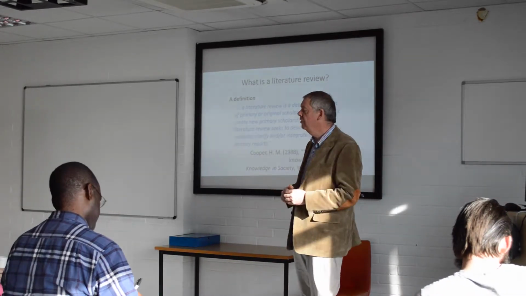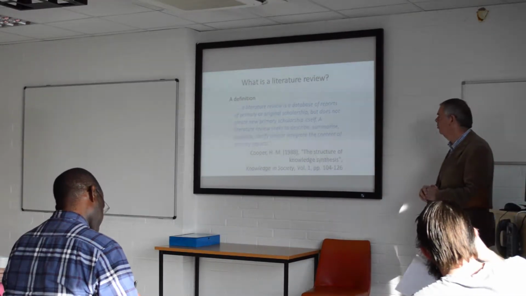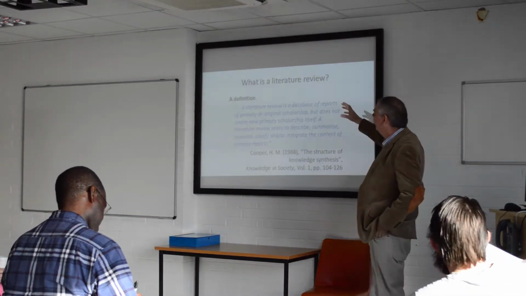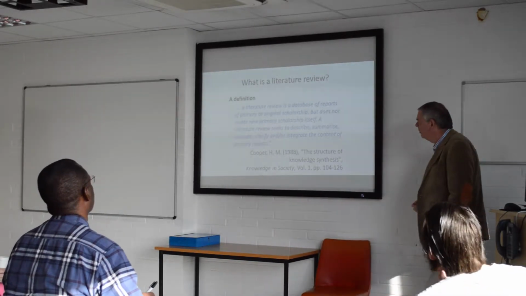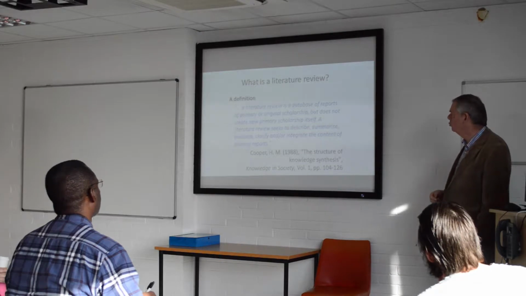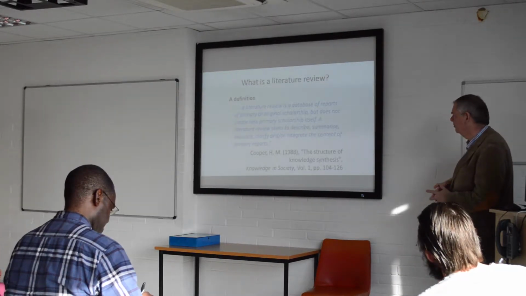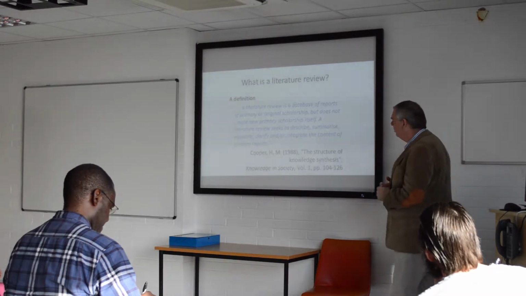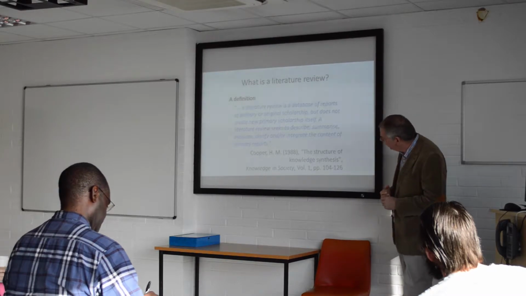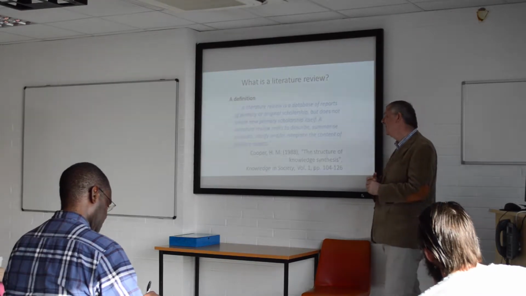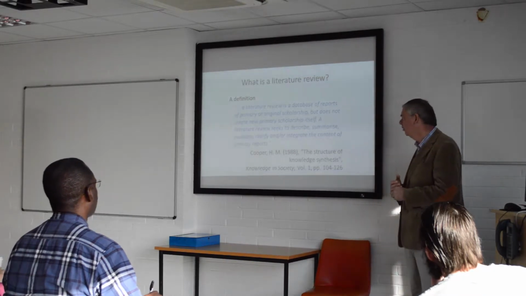So, primary research is new to the world, secondary research is new to you, and you're producing a review of all of that. A literature review is a database of reports of primary or original scholarship, but it does not create new primary scholarship itself. It's a gathering together, an indexing process, a review. A literature review seeks to describe, summarize, evaluate, clarify, and/or integrate the content of primary reports.